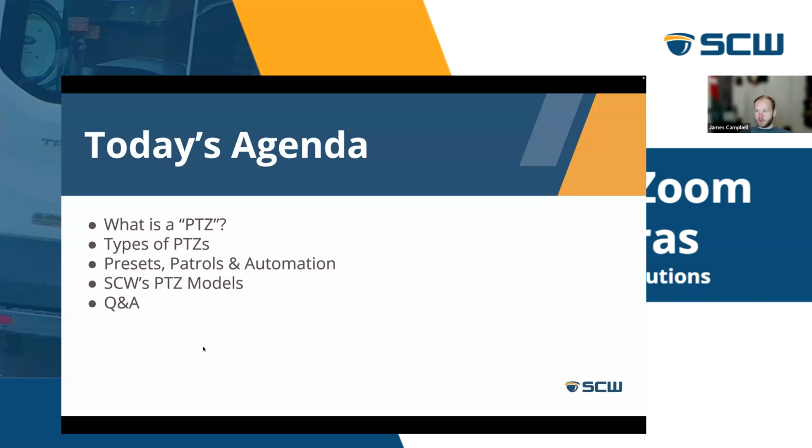Well, first off, if you're not familiar, we're going to talk about what a PTZ is, what they are, what type of cameras they are, and then we'll talk about the specific types of PTZ. There is a big range of PTZs, and not all PTZs are the same. So we're going to talk about what you want to look for when you're looking at a PTZ. And then we're going to go over some of the features like presets, patrols, and some of the automation you can do with PTZs.